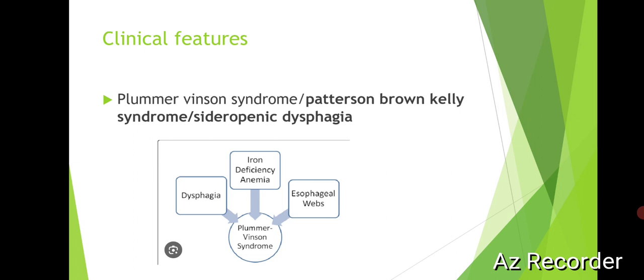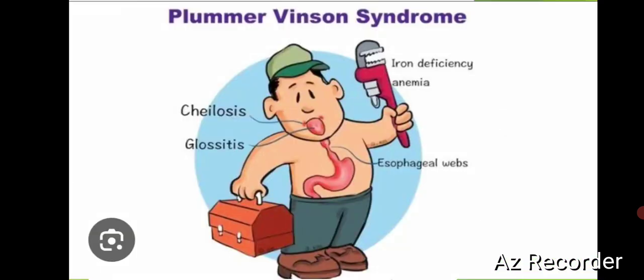An important clinical feature is Plummer-Vinson syndrome, also known as Patterson-Brown-Kelly syndrome or sideropenic dysphagia. Its triad is dysphagia, iron deficiency anemia and esophageal web. So if this triad is seen, it is called Plummer-Vinson syndrome. There are other symptoms like cheilosis, glossitis, esophageal webs, iron deficiency anemia. These are the symptoms of Plummer-Vinson syndrome.